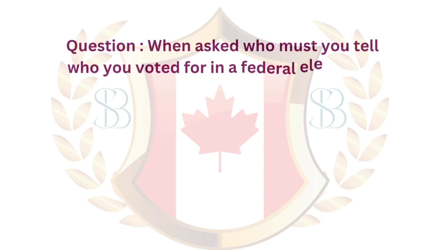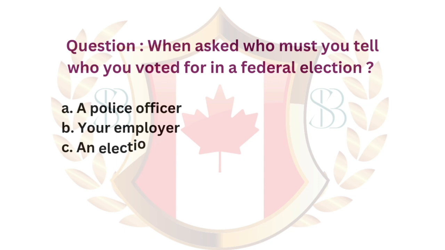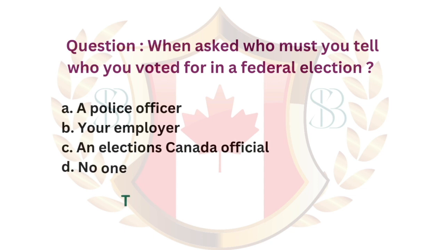Question. When asked who must you tell who you voted for in a federal election? A. A police officer. B. Your employer. C. An Elections Canada official. D. No one. The answer is D. No one.